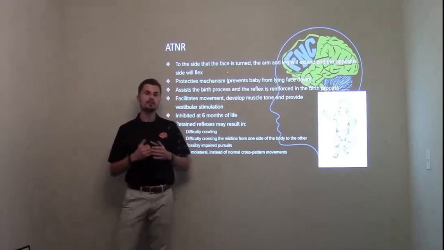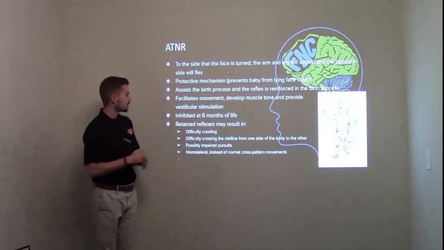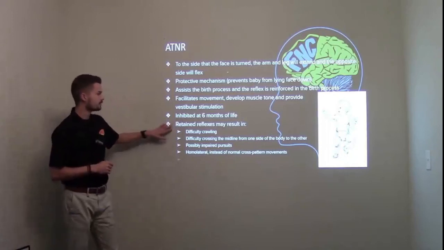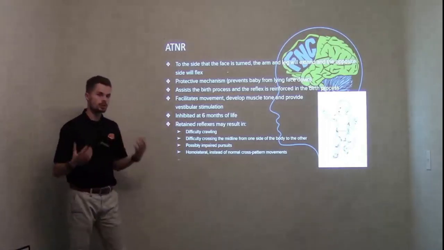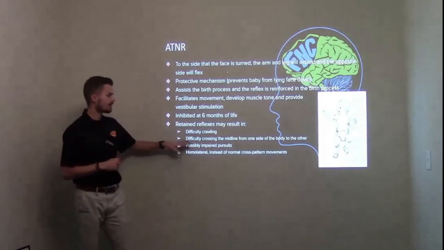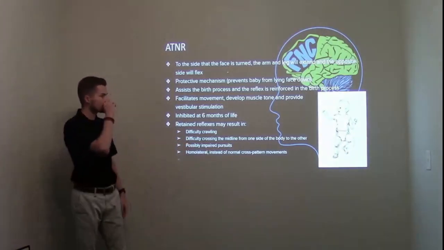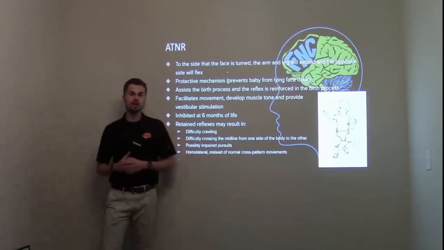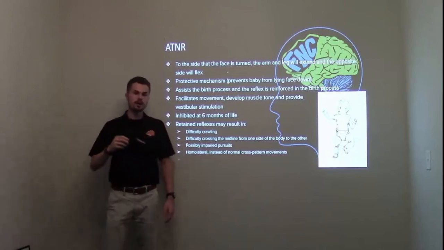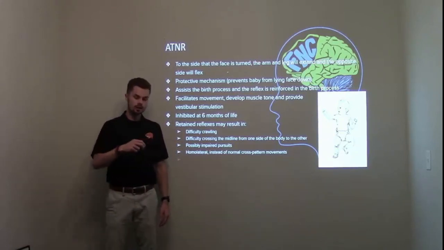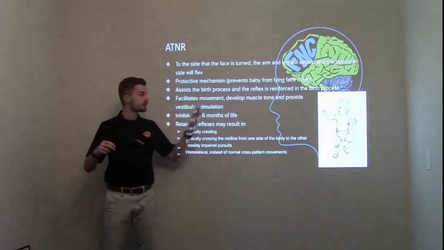Okay, there's some research on that. It should be inhibited at about 6 months of life, and if it is retained, the reflexes may result in difficulty in crawling, difficulty crossing the midline from one side of the body to the other. That can be seen, for example, if a child is writing something on the paper and they cross the midline. Let's say they start writing on the left side and they start going to the right like this, and they turn their head to the right and they still have this reflex.